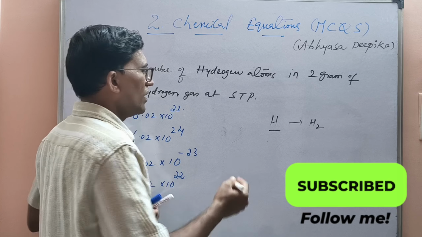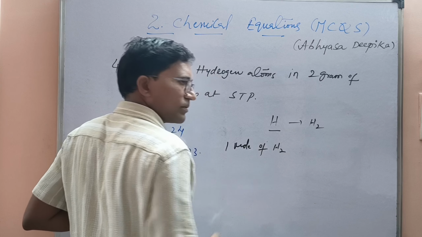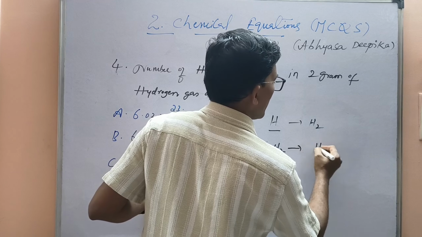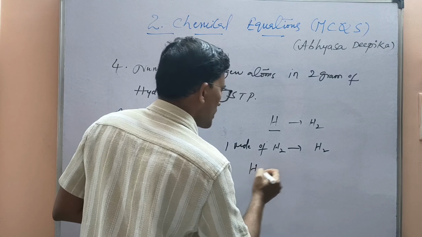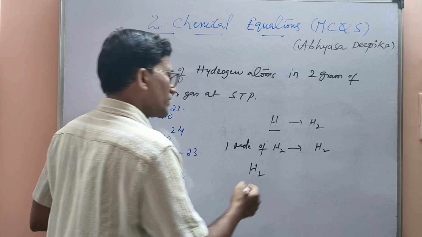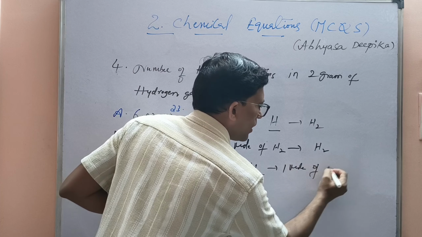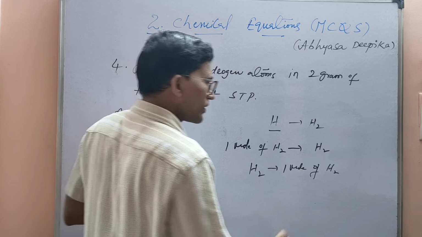Now we are having here 1 mole of hydrogen, that is H2. H2 means here in front of hydrogen nothing is there, means 1. That is 1 mole of hydrogen. 1 mole. H2 means 1 mole here. 1 mole of hydrogen. Okay.